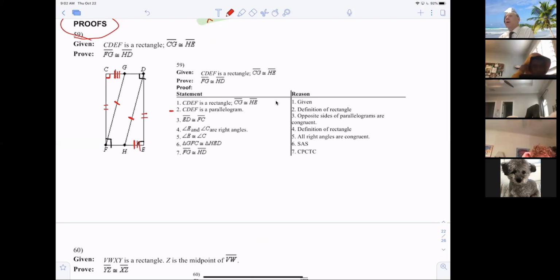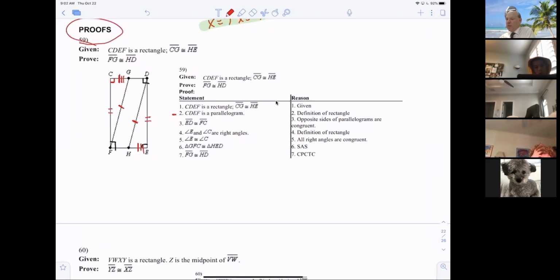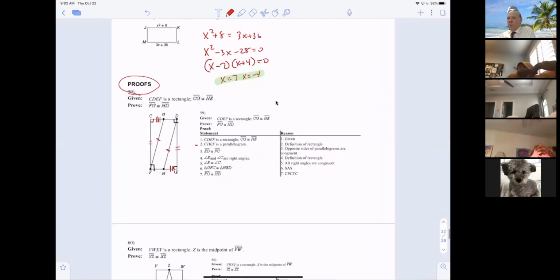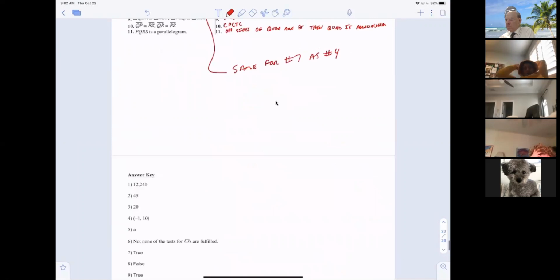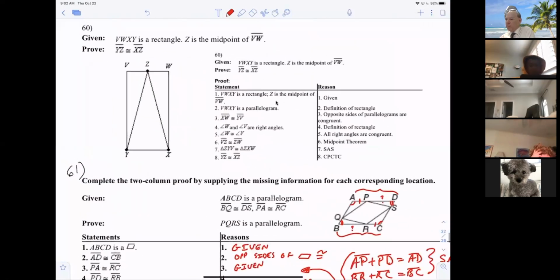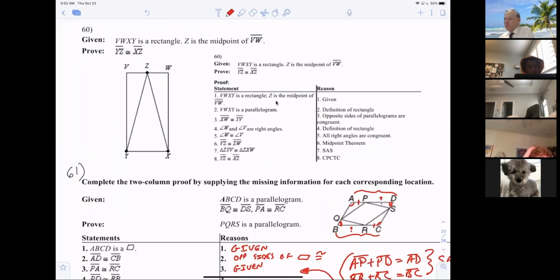Is everybody okay with that? I don't think that was really that terrible. Is everybody okay with that proof? That wasn't too bad. All right. Hopefully you feel like you're getting better at the proofs. Anybody have any issues? All right. Let's check out 60 and 61. Oh, that's the end. Very good. So here we go. It says here, that's a rectangle. Z is the midpoint. I want to prove that Y, that's almost the same as the last one. Agreed?